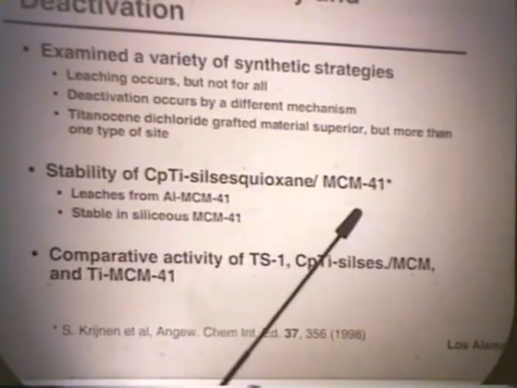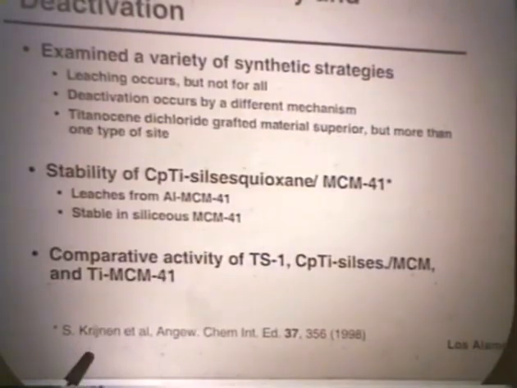I'm also going to tell you something about the stability of the cyclopentadienyl titanium silicon coaxium absorbed into MCM41 that was originally reported by the Van Santen group. Some interesting observations: he finds that it's completely stable with respect to leaching in siliceous MCM41. However, if you put some aluminum in the walls of MCM41, it leaches quantitatively. That aroused our curiosity, and we've had a second look at these materials.